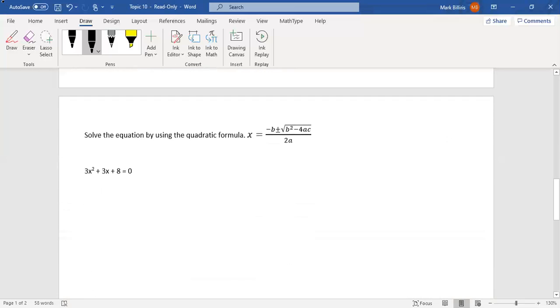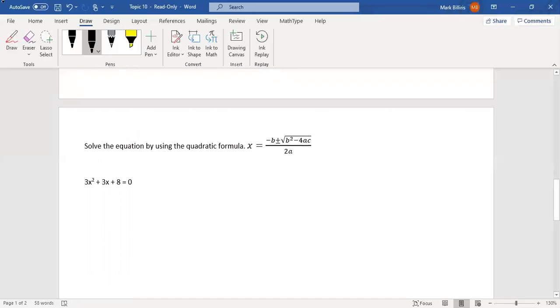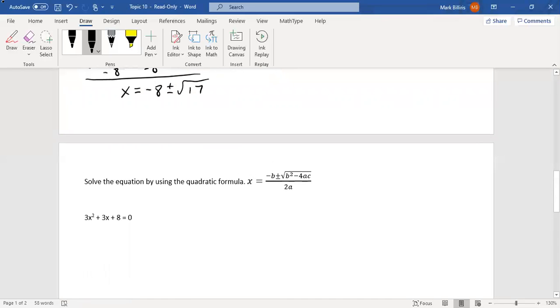Next, again, review solving a quadratic using the quadratic formula. So the quadratic formula, x equals the opposite of b plus or minus the square root of b squared minus 4ac all over 2a. The quadratic formula was made by completing the square of the standard form of a quadratic equation, which is ax squared plus bx plus c equals 0.